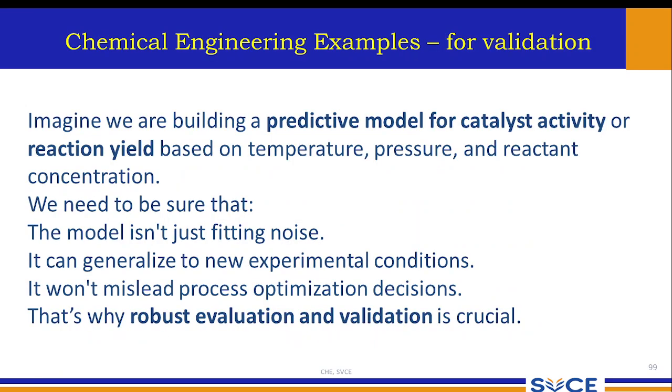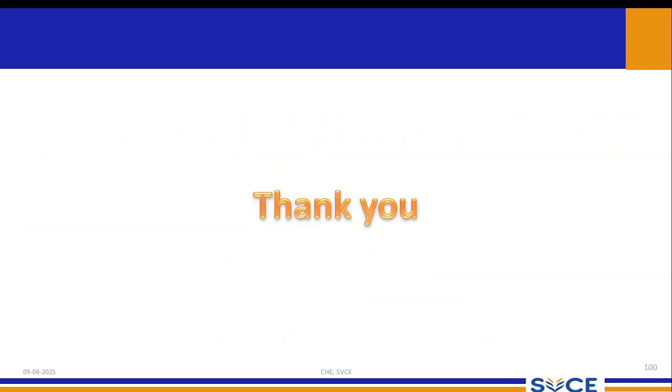So when you see the chemical engineering examples for validation, imagine we are building a predictive model for catalyst activity or reaction yield based on temperature, pressure, and reactant concentration. We need to make sure the model is not just fitting noise, that it can generalize to new experimental conditions, and that it won't mislead the process optimization decision. So with this note, I will recap the second and third units.